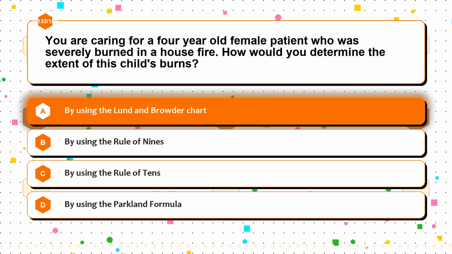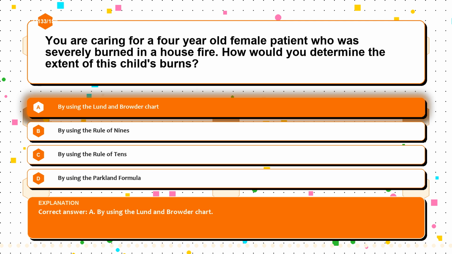The correct answer is option A. By using the Lund and Browder chart. Correct answer A. By using the Lund and Browder chart.